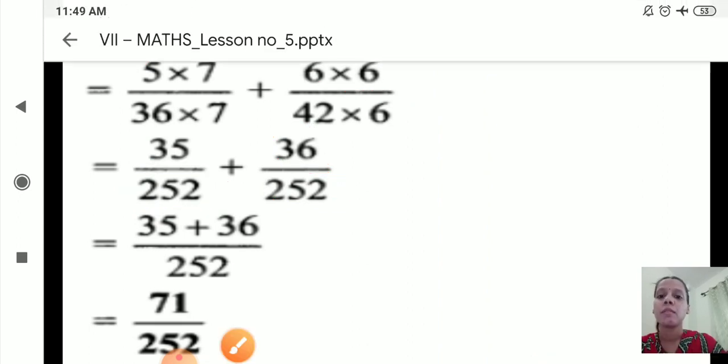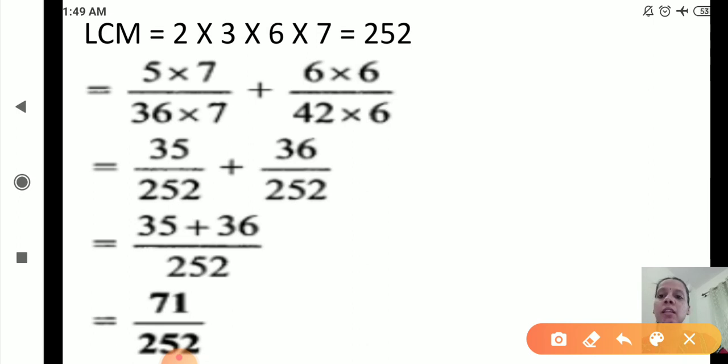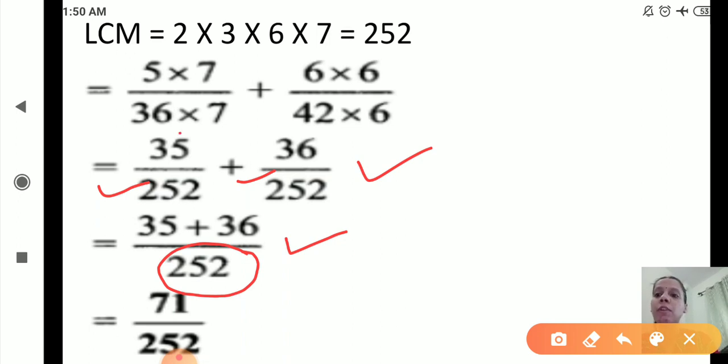Now as you can see, in this step we got the denominators equal. What is the denominator for this number? 252. What is the denominator here? 252. Now the denominators are the same, so we can carry out addition of these rational numbers. How will you carry out addition of these rational numbers? 35 upon 252 plus 36 upon 252. As the denominators are equal, we will write the denominator only once. So in the next step we will write the denominator only one time, that is 252 as it is. What is there in the numerator? 35 and 36. So do the addition of 35 and 36.